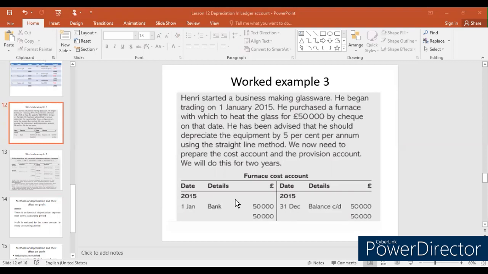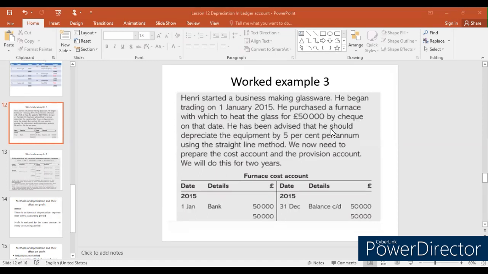Okay. Henry started a business. Most probably our time will be over by 9:50. I'm planning to finish within half an hour. Now this one is done, so depreciation only will be able to complete, and I'm starting after this the disposal part. This is an important question for you to do. Therefore, revise what I'm doing. It's very important. Okay, Henry started a business making glassware. He began trading on 1st January 2015. He purchased a furnace hearth with which to heat the glass for 50,000 pounds by cheque on that day.